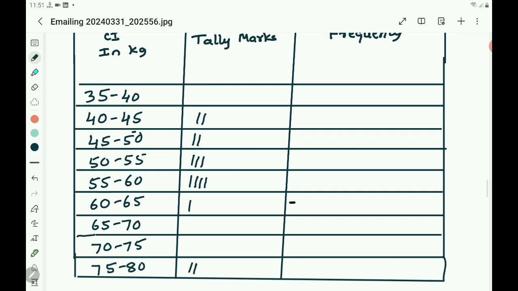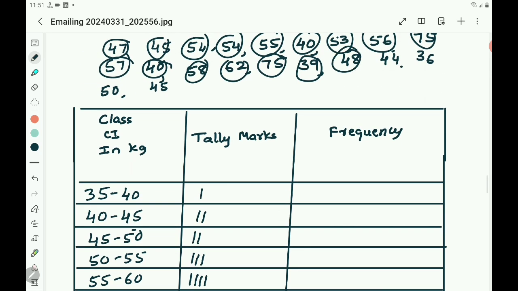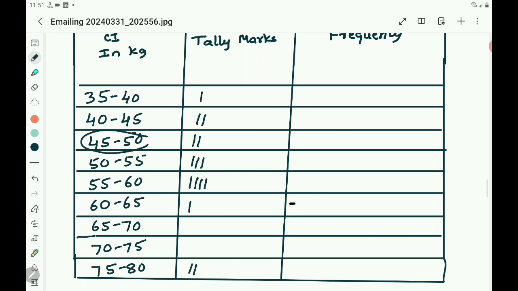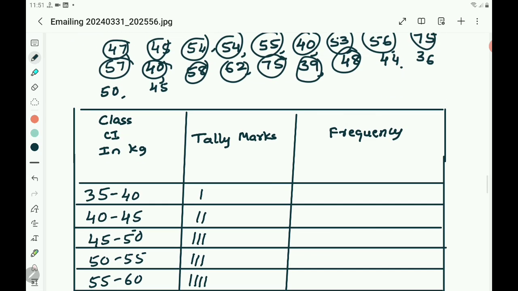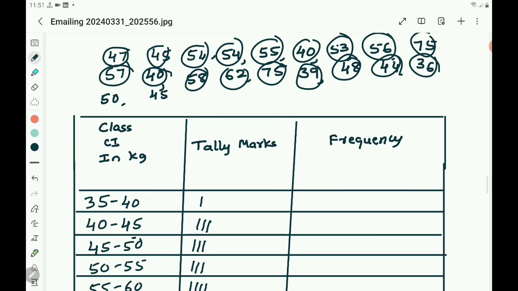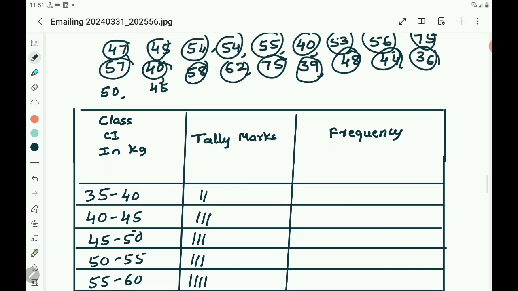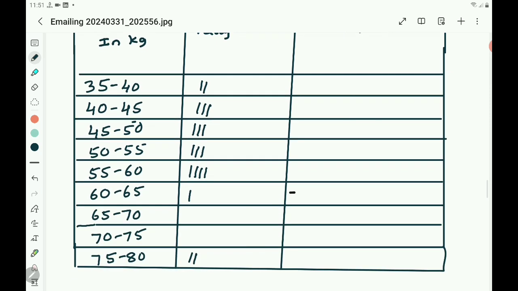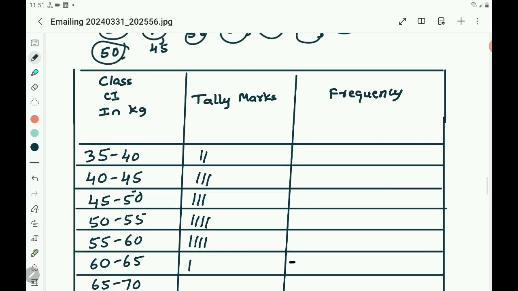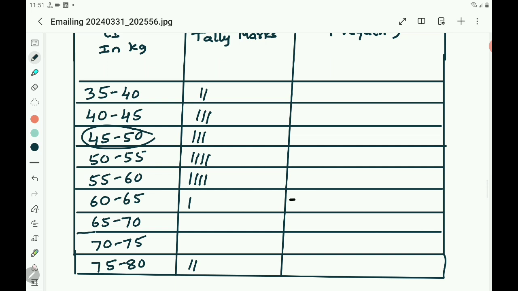Then 39. 39 comes in the group 35 to 40. Then 48. 48 comes in the class 45 to 50. 44. 44 comes in the class 40 to 45. Next 36. 36 comes in the group 35 to 40. Then 50. 50 comes in the group 50 to 55. Then 45. 45 comes in the group 45 to 50.